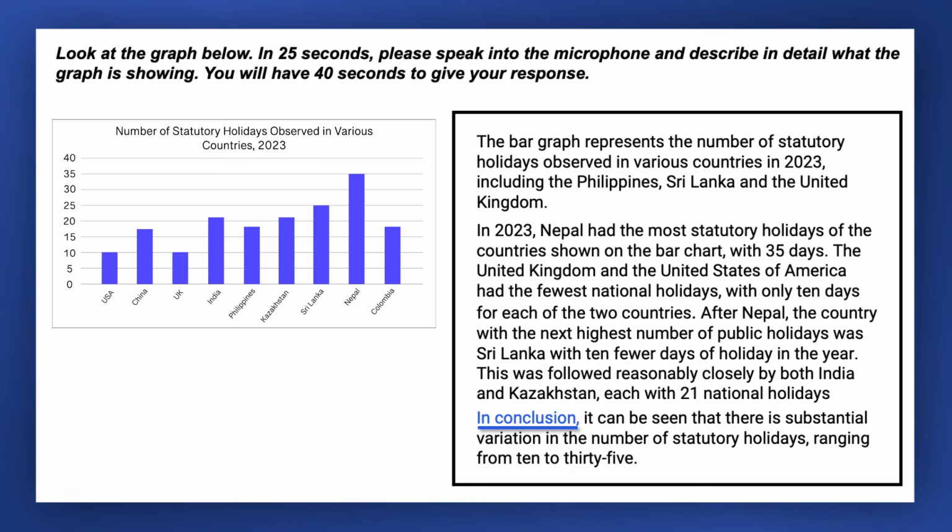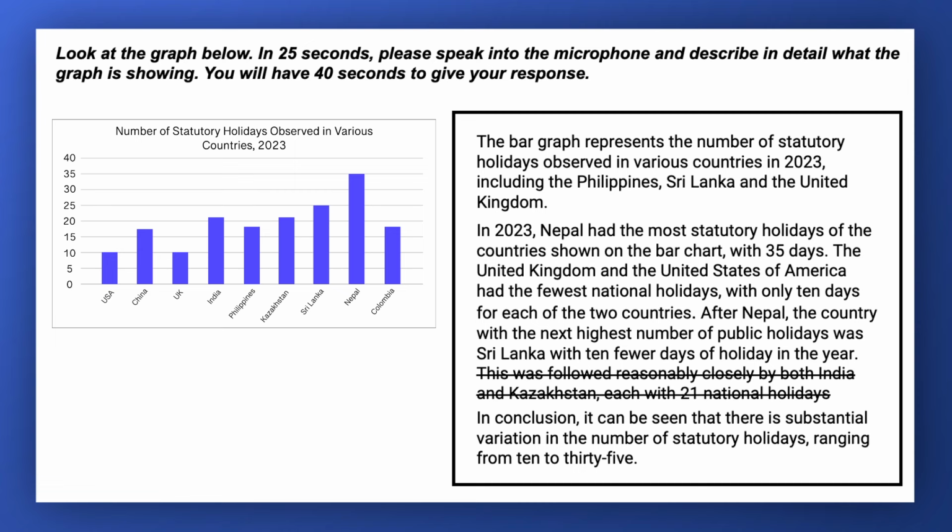Let's just read through the full sample response for this describe image question. The bar graph represents the number of statutory holidays observed in various countries in 2023, including the Philippines, Sri Lanka, and the United Kingdom. In 2023, Nepal had the most statutory holidays of the countries shown on the bar chart, with 35 days. The United Kingdom and the United States of America had the fewest national holidays, with only 10 days for each of the two countries.